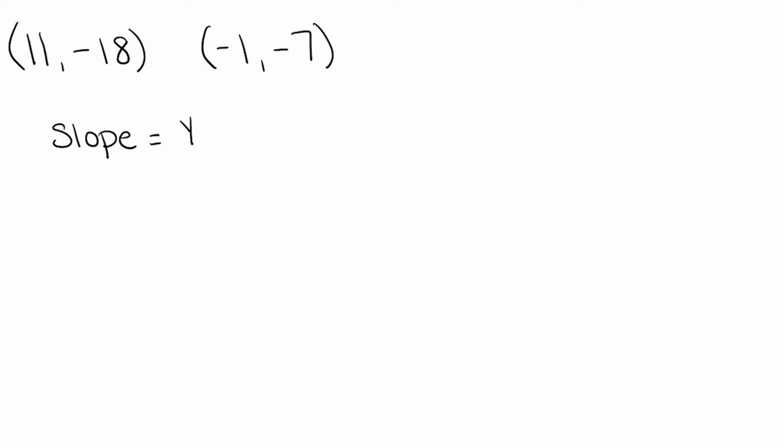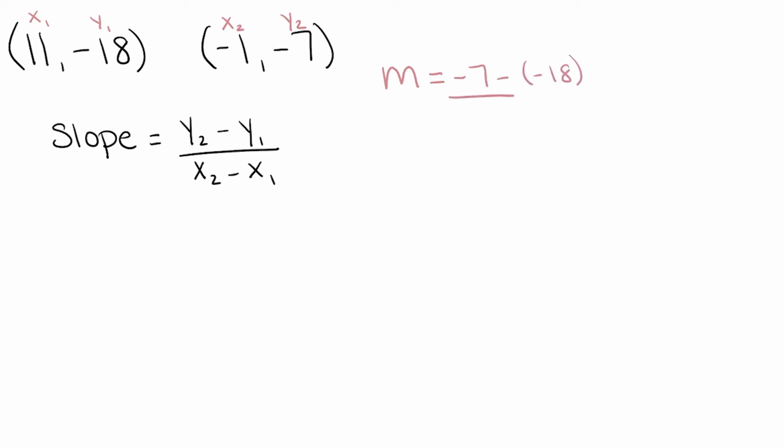And again, finding the slope between 2 points. Our slope formula is y2 minus y1 over x2 minus x1. So, with the points 11, -18, and -1, -7, our x1 is 11, y1 is -18, x2 is -1, and y2 is -7. Plugging those into our slope formula gives us -7 minus -18 over -1 minus 11.